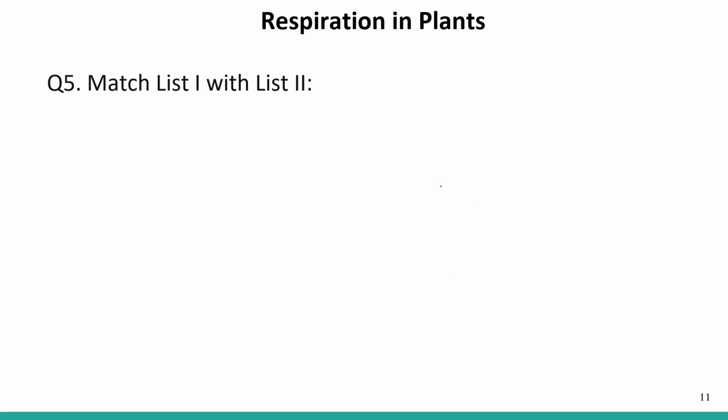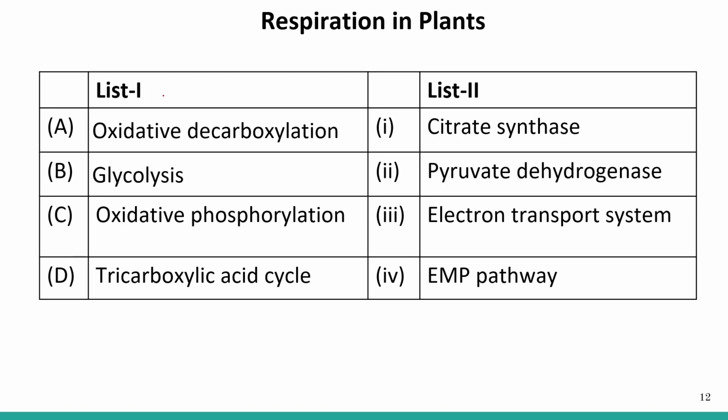Alright. Now, here we have to match list 1 with list 2. So this is list 1. Oxidative decarboxylation. What happens? In oxidative decarboxylation, pyruvate is converted into acetyl coenzyme A, and the enzyme involved here is pyruvate dehydrogenase. So A should be second.